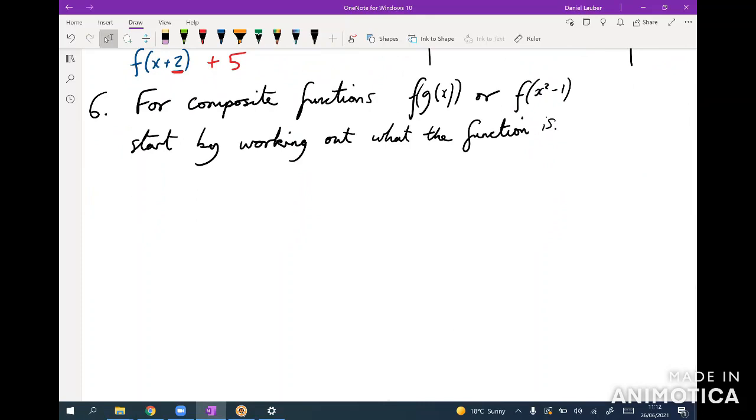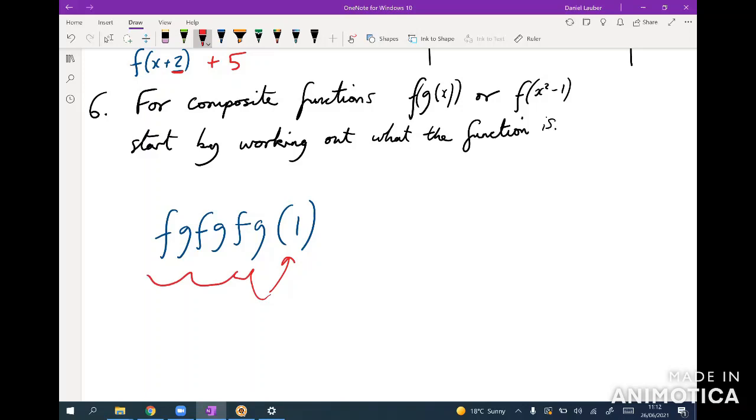Okay, and then the last thing to mention is just for composite functions like this, you just have to work out what the function is really before you can start working on it very easily. Although one caveat to that is if they ask you something about, for example, f of g of f of g of f of g of 1, then what I'd work out is I'd just put 1 in at first and carry it through and see what we end up with. So you'll see examples of that when we get on to questions.